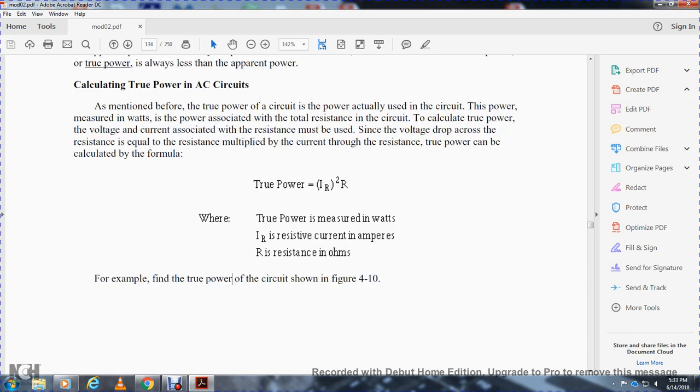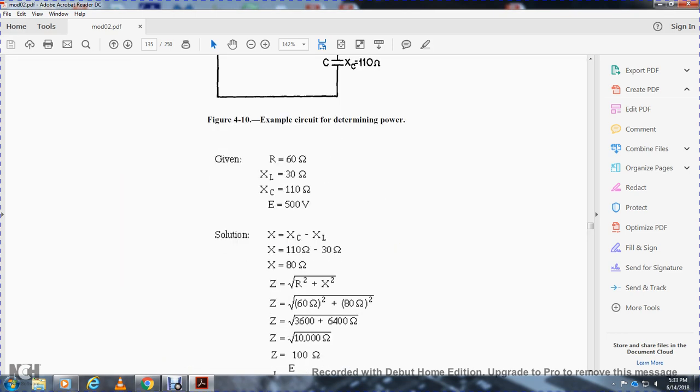For example, the true power is shown in Figure 4-10. The circuit shows a resistance of 60 ohms, an inductive reactance of 30 ohms, a capacitive reactance of 110 ohms, and a voltage of 500 volts. So you start out with the reactance.